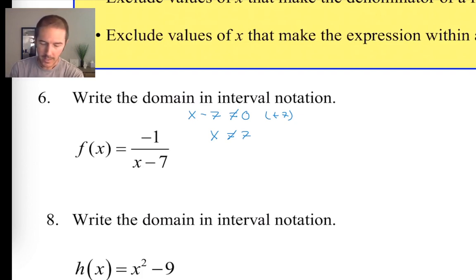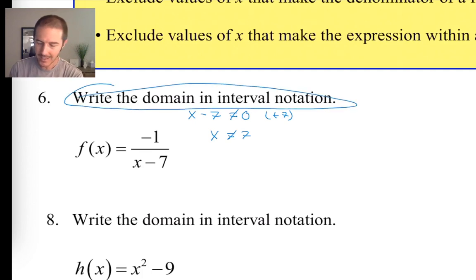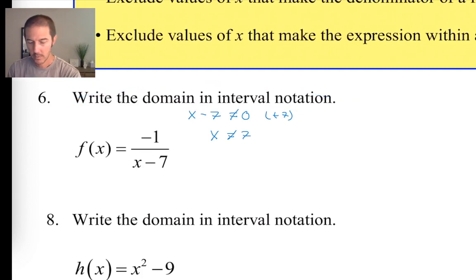Great. Then this question says write the domain in interval notation. Well, how do I do that? How do I write this in interval notation? The domain of a function is a list of x values that you are allowed to plug into your function. So somehow we have to give a list of all of the x values. Negatives, positives, 0, square roots, all of the decimals, all of the fractions, right? All of the numbers on the whole number line, decimals included, except for the number 7.